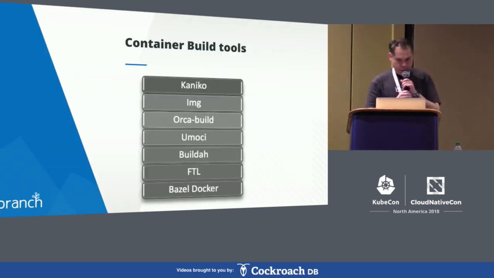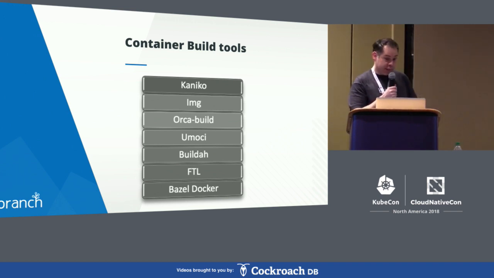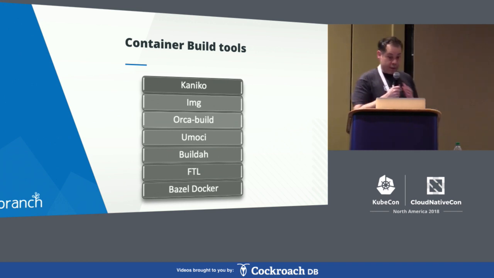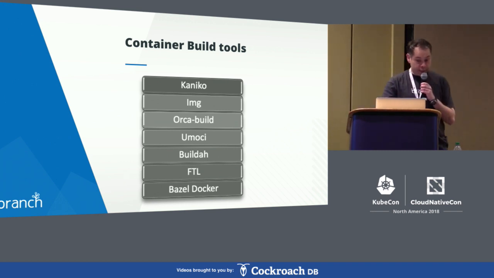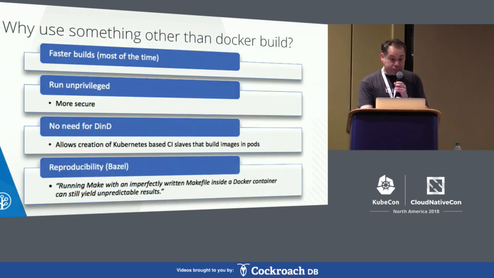Okay, so now let's talk about container build tools. So I'll talk about these. You got Kaniko, you got IMG, you got Orca with UMOCI that work together, and you got Builda. Then there's Faster Than Light, and I'll talk about Bazel with its Docker and OCI module.